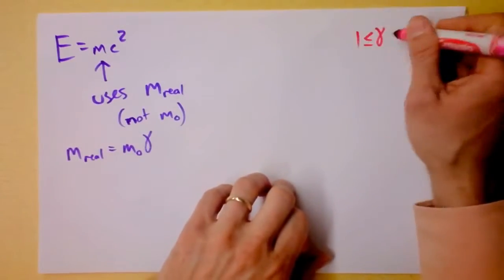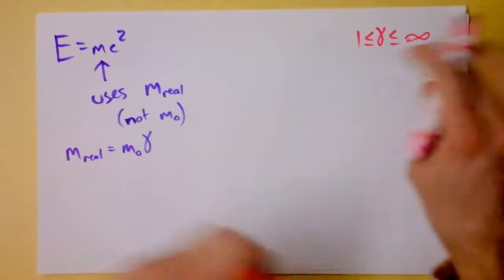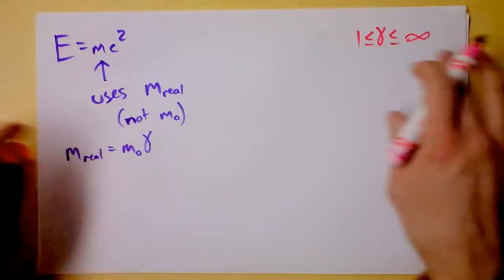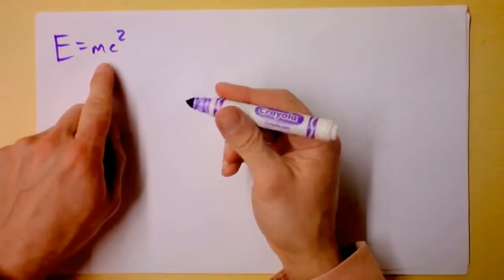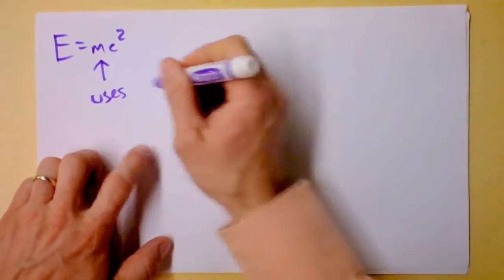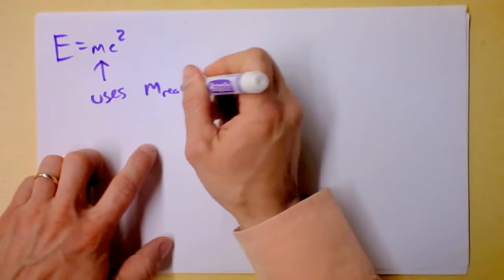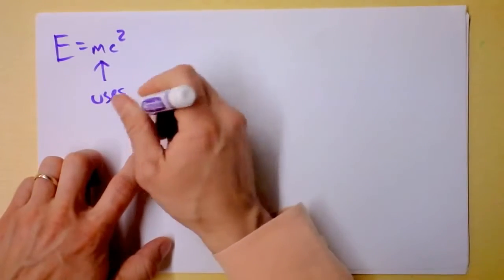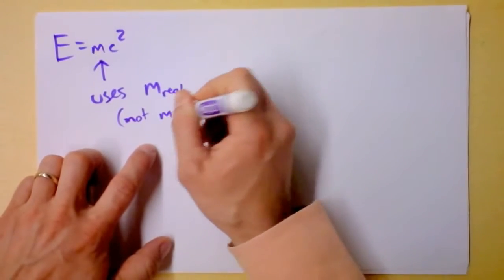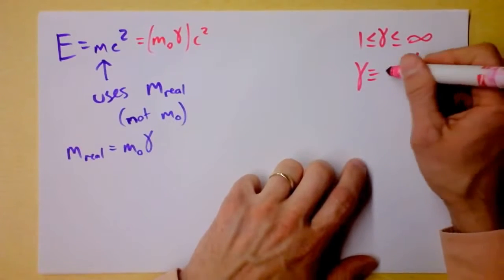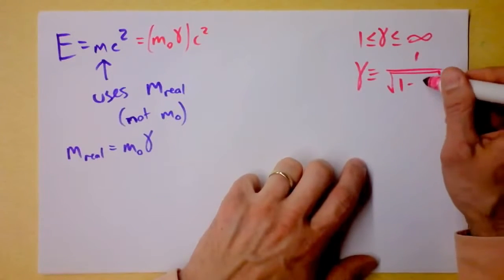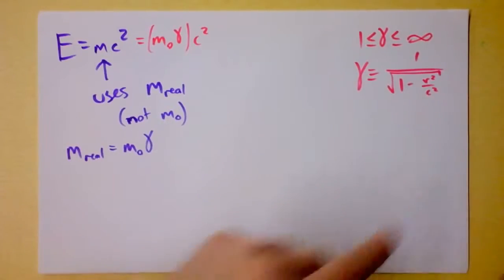Remember, gamma's got these properties where the smallest it can be is 1, and the greatest it can be is infinity. I hope you've had a chance to see my video on the energy mass equivalence principle, and I'll just summarize it for you here if you haven't seen it yet. I want to point out that this equation right here actually uses real mass or relativistic mass, not m naught. Gamma is 1 over the square root of 1 minus v squared over c squared, or 1 minus beta squared.